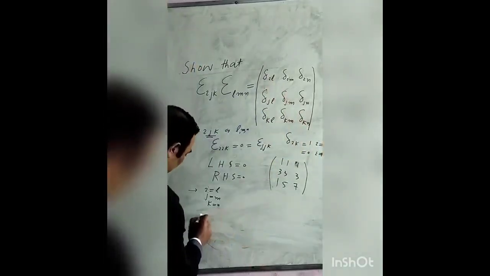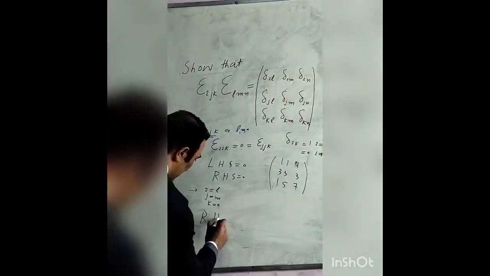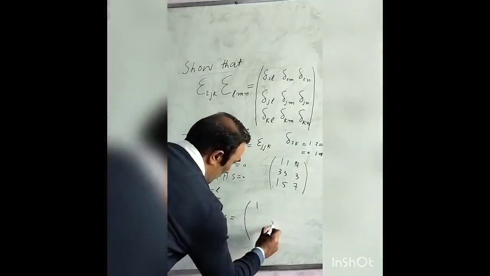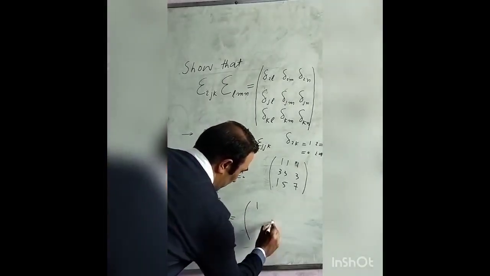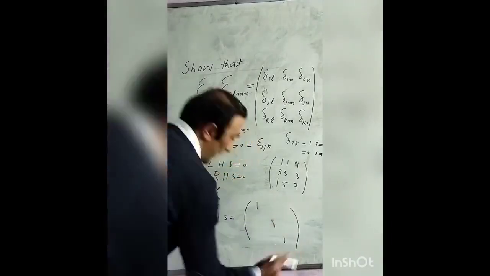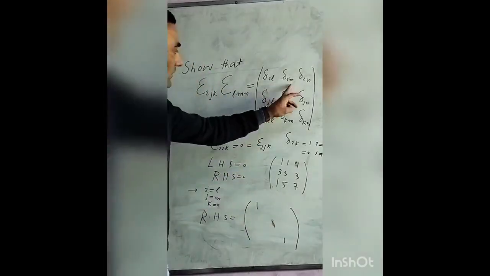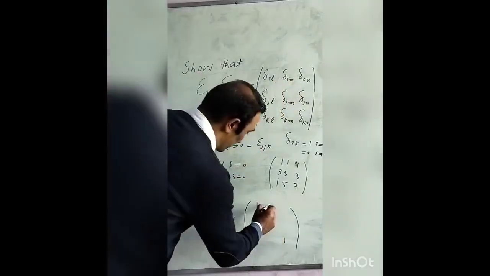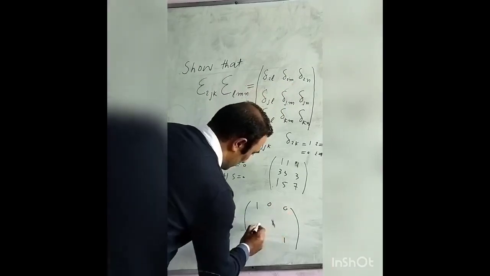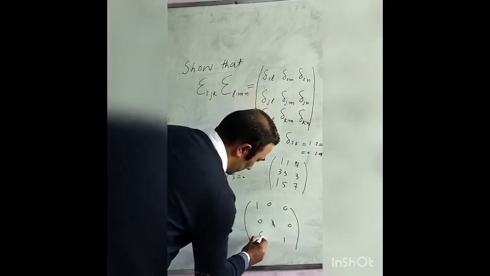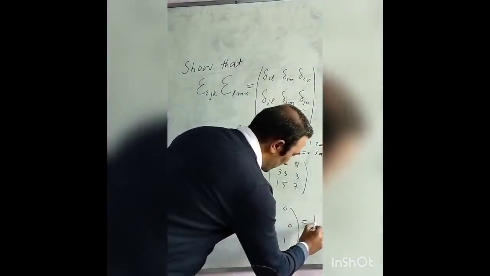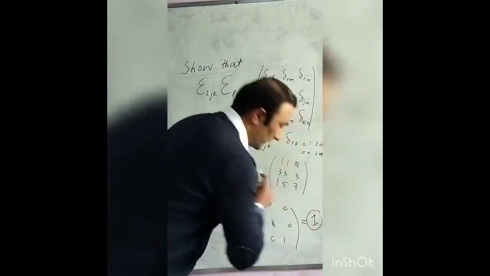So in that case, our right hand side will be equal to, we can have this 1, 1 and 1 on the diagonal elements. What about these? In this case, our I is not equal to M, because I is equal to L already, right? So this will be 0, this will be 0, this will be 0, this will be 0. So the value of this determinant will be equal to 1.